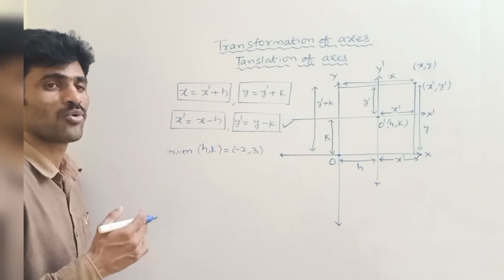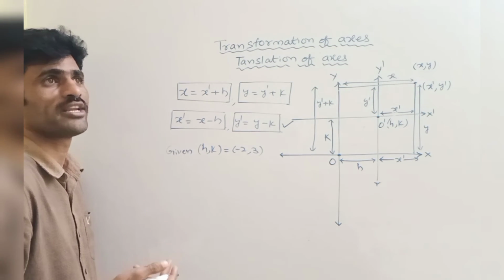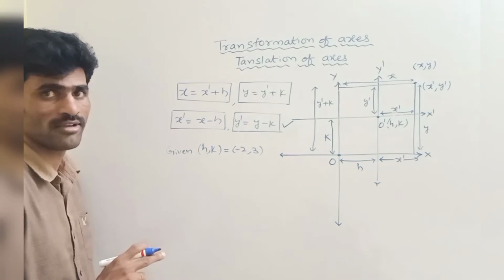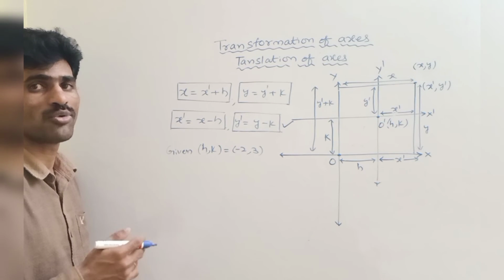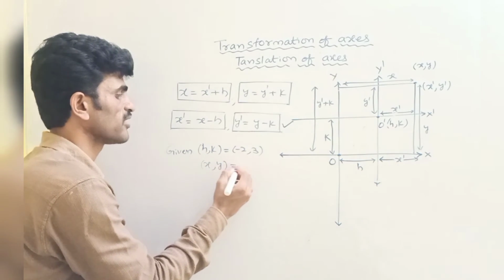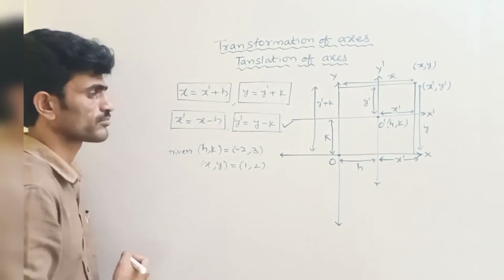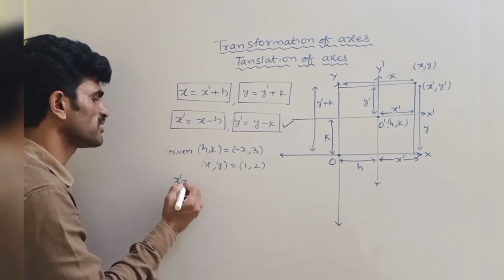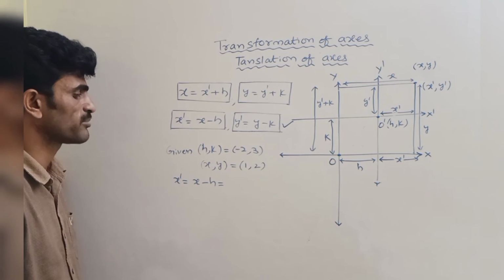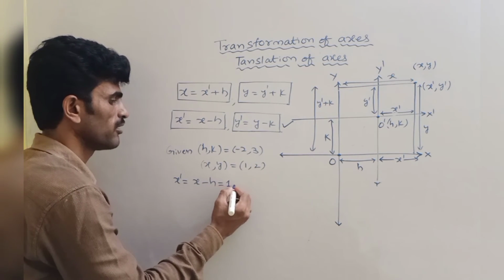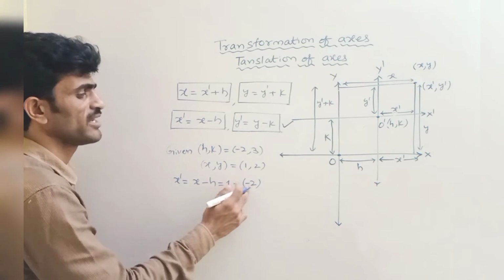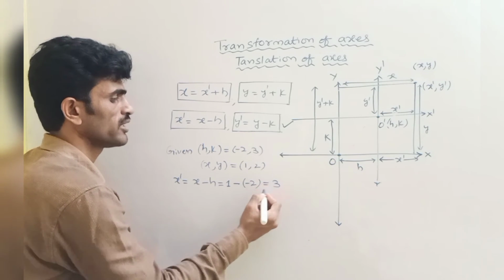They are asking for the new coordinates, x dash comma y dash. Here 1 comma 2 are the old coordinates, x comma y. So x comma y is equal to 1 comma 2. The formula to find x dash is x dash equal to x minus h. What is x here? 1. What is h here? Minus 2. So 1 minus of minus 2 is 1 plus 2, which is 3.